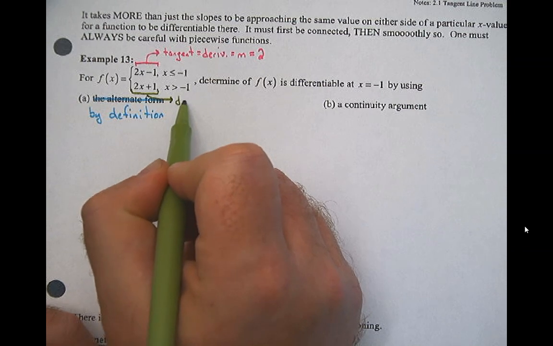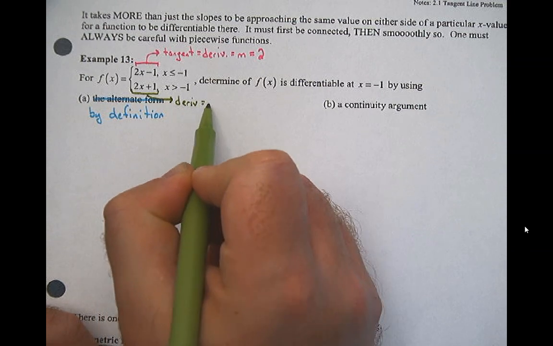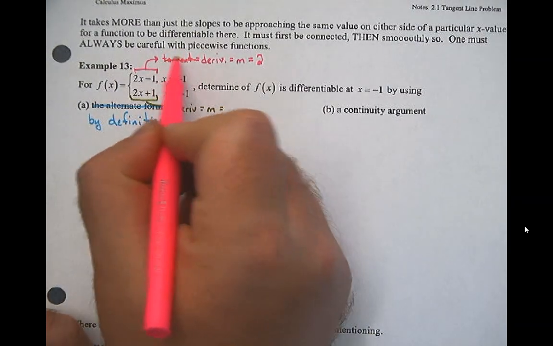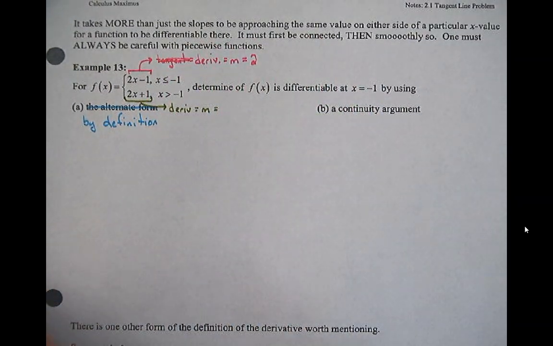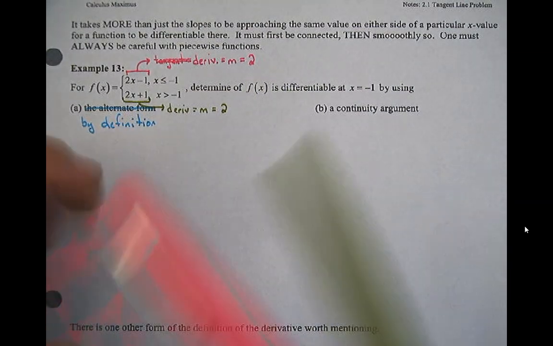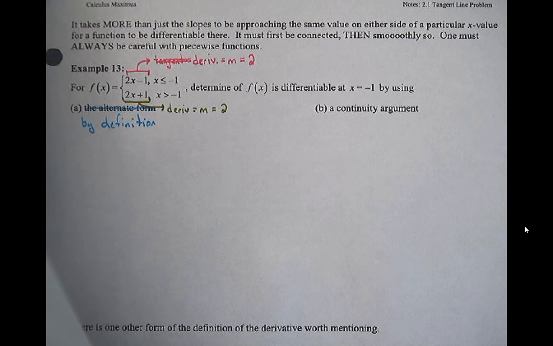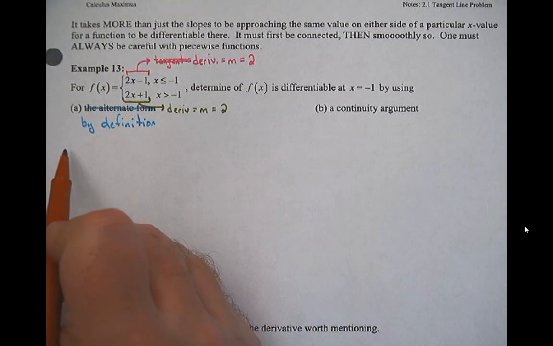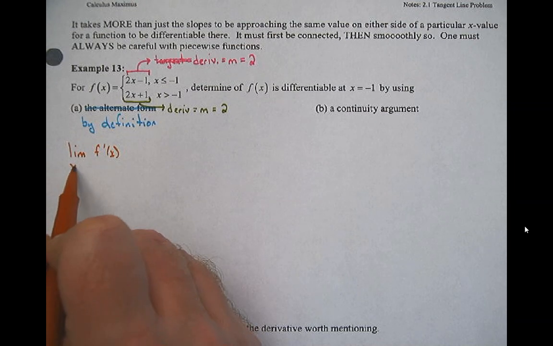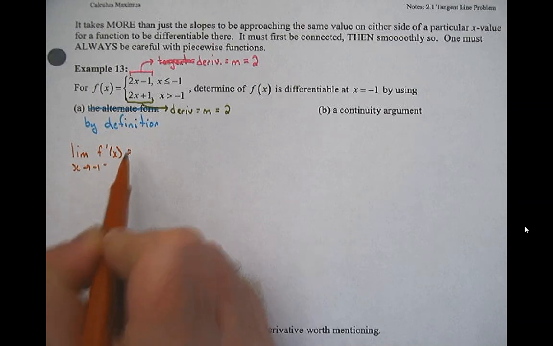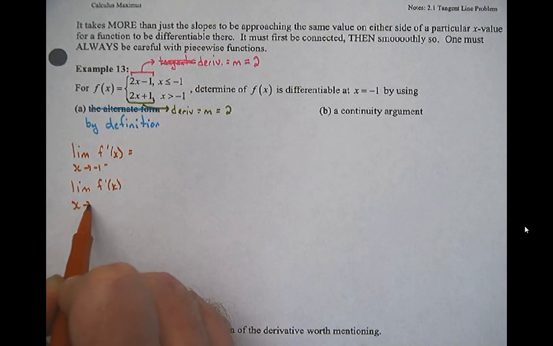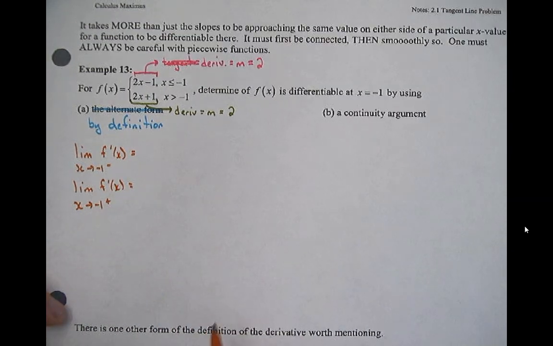So the derivative is equal to the slope. I'm just going to get rid of that word tangent. The derivative is equal to the slope. And what's the slope here? 2. So if we were to write this up properly, we would say the limit of f prime of x as x approaches -1 from the left, and the limit of f prime of x as x approaches -1 from the right. All right, what are those equal?